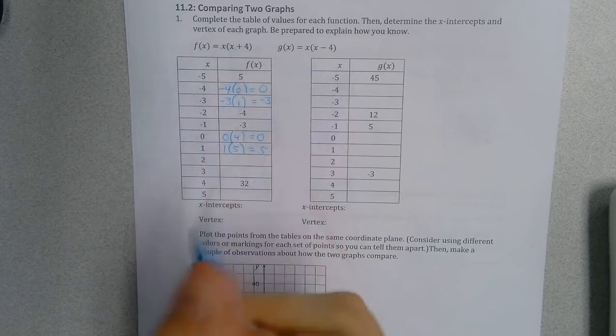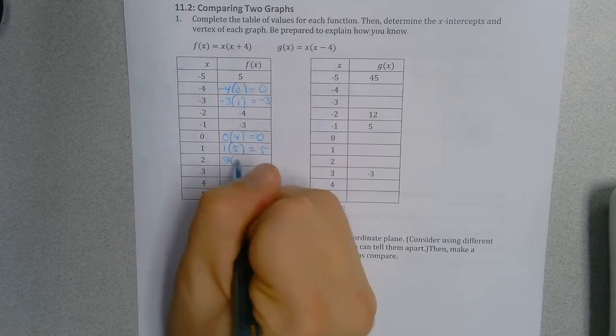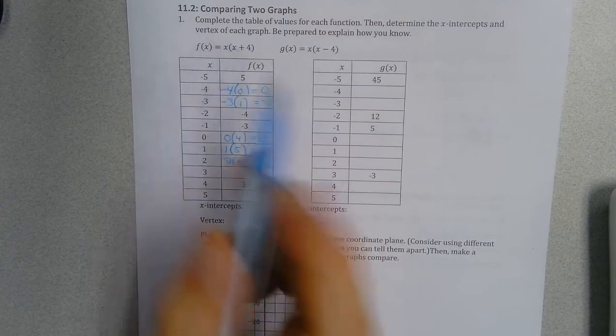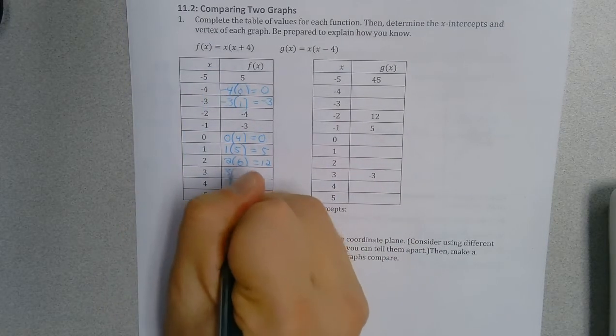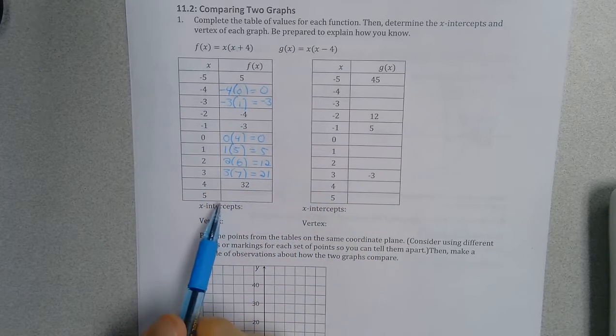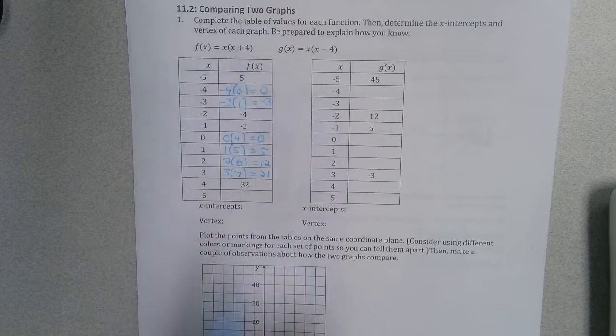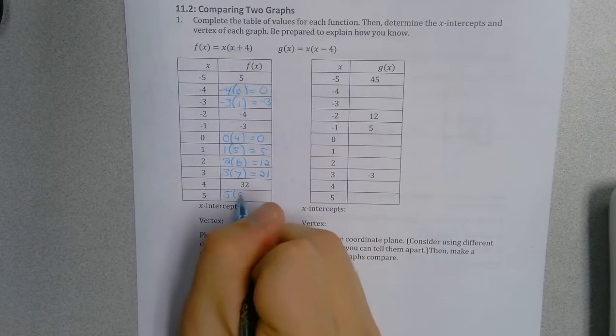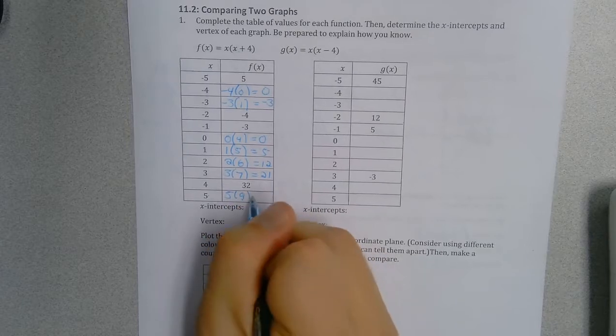And then plugging in 2, 2 times 6 is 12. And plugging in 3, 3 times 7 is 21. And then lastly with 5, 5 plus 4 is 9. And 5 times 9 is 45.